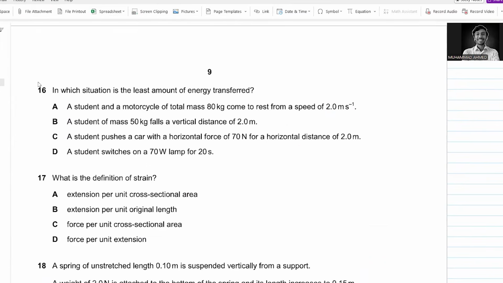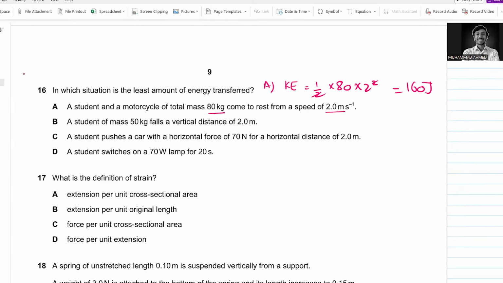In which situation is there least amount of energy transferred? अच्छा, a student and a motorcycle of total mass 80 kg come to rest from a speed of 2 meters per second. Kinetic energy निकाल लो इसकी. For part A, calculate the kinetic energy, 1 upon 2 into mass into velocity का square. Cancel, cancel. This becomes 160 joules. ठीक है, B करते हैं.